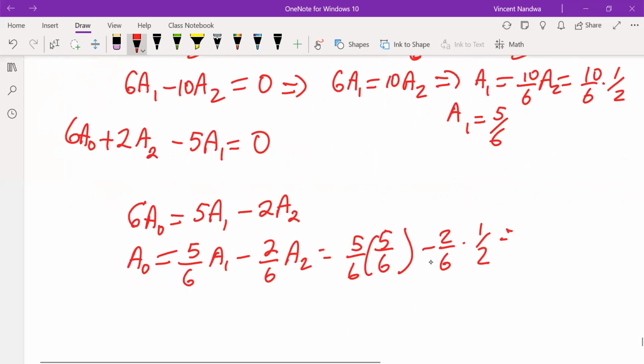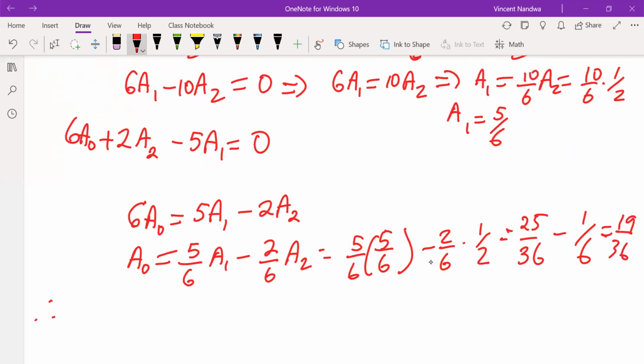So this will give us 25 over 36 minus 1 over 6. And then 25 over 36 minus 1 over 6 gives 19 over 36. So therefore, the particular solution, or particular integral, will be a half x squared plus 5 over 6 x plus 19 over 36.